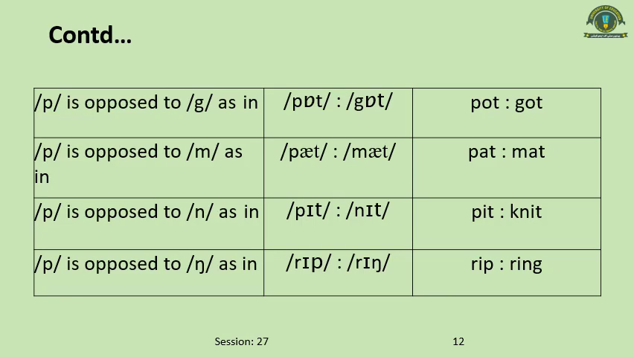The next example is /p/ as opposed to /ŋ/, as in rip and ring. R, I, p, rip. R, I, ng, ring. Look at the spelling: R-I-P, rip; R-I-N-G, ring. Alright?